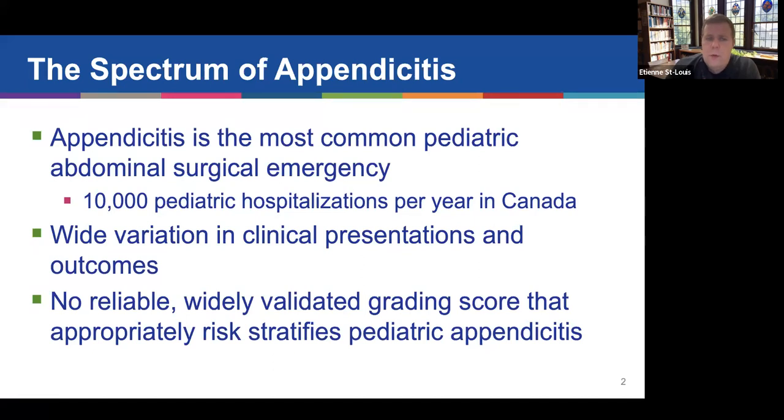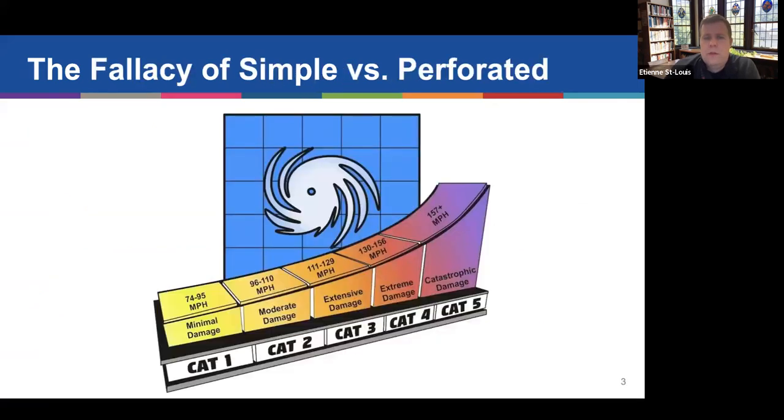There is no reliable, widely validated grading score that appropriately risk stratifies pediatric appendicitis, and I'll get into that in a moment. So again, there's this fallacy of simple versus perforated. It's like if I told you, it's raining or it's not. Well, obviously, if you're in the middle of a tropical storm and your roof is being ripped off your head with 200 miles per hour wind, you would qualify that as a little bit more than just it's raining. And it's kind of the same idea with perforated appendicitis.